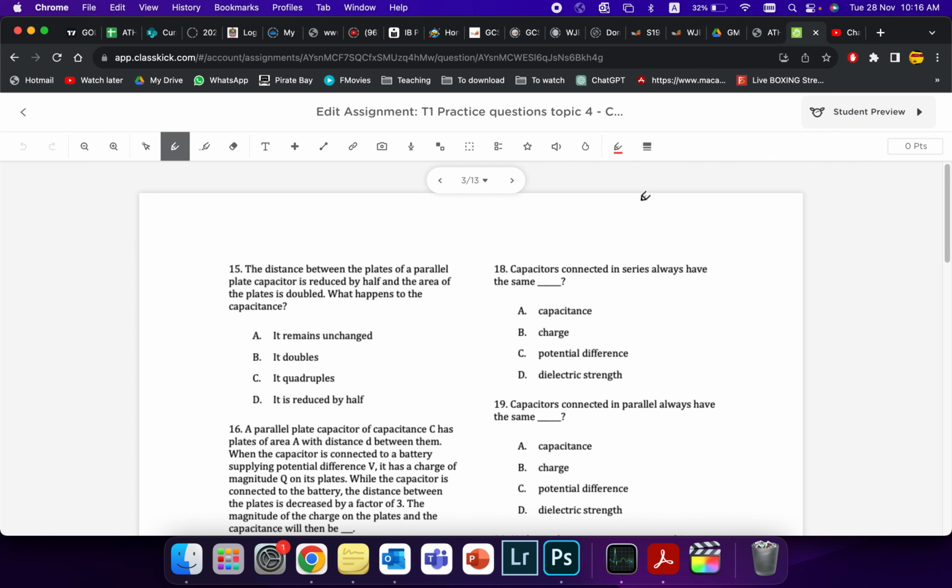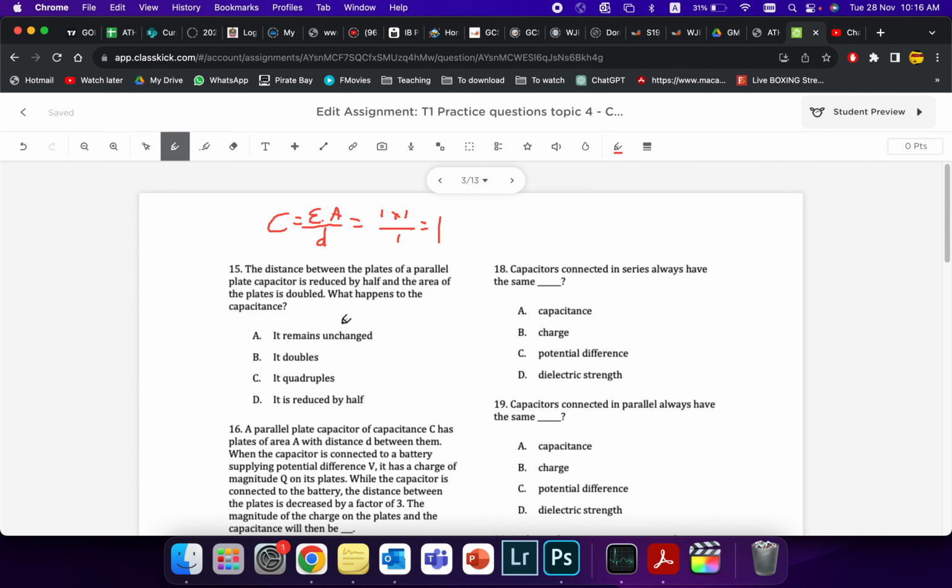Alright, so let's continue the practice questions for topic 4, capacitors. Question 15 is talking about the distance between the plates being reduced by a half and the area being doubled. What will happen? Just like in the previous video, I'm going to set everything to 1 except the thing I'm changing. The rule is C equals epsilon naught A over D.